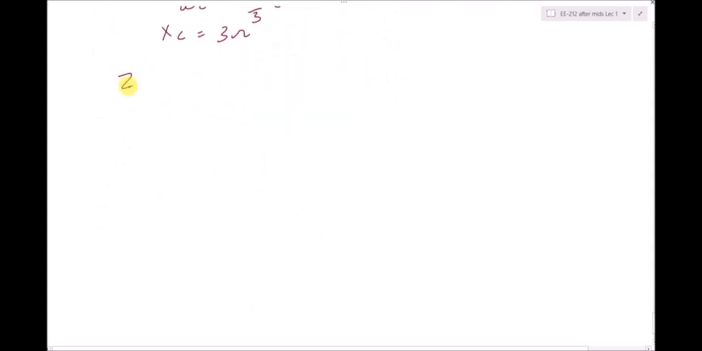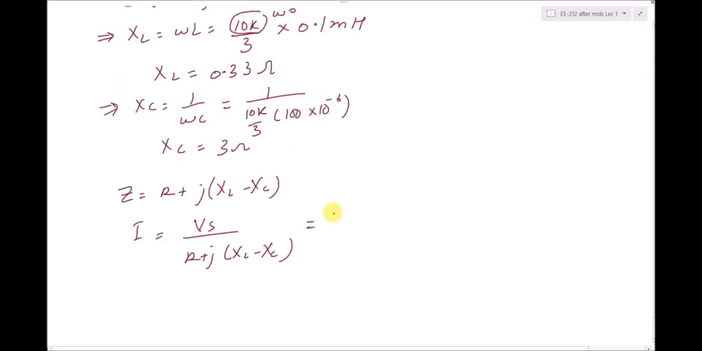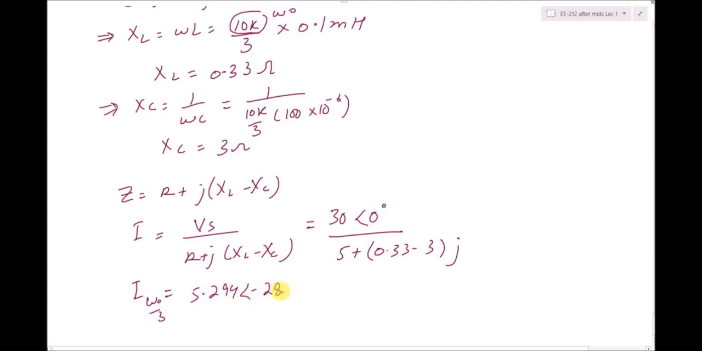Now the impedance will be R plus j XL minus XC, and I is equal to Vs over R plus j XL minus XC. Vs is equal to 30 angle 0 divided by 5 plus j 0.33 minus 3j. Current at omega naught by 3 is equal to 5.294 angle minus 28.7.